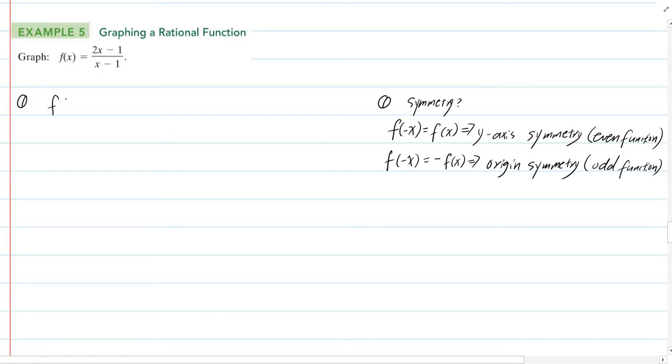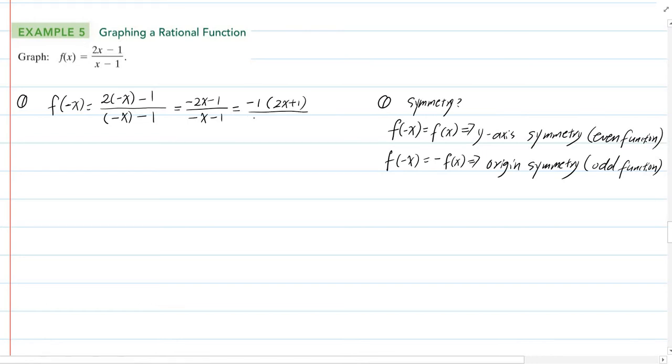We're just going to find what f of negative x is. We're just going to replace your x with negative x. So that will be 2 times negative x minus 1 over negative x minus 1. Then we're going to simplify this. That will give you negative 2x minus 1 over negative x minus 1. We're going to take the negative out. So that will be 2x plus 1.